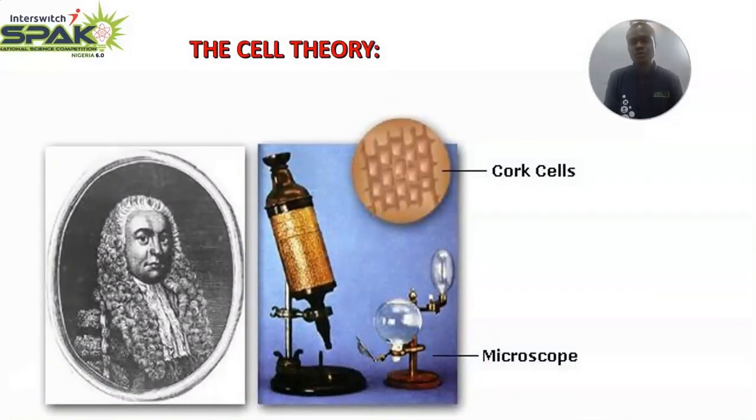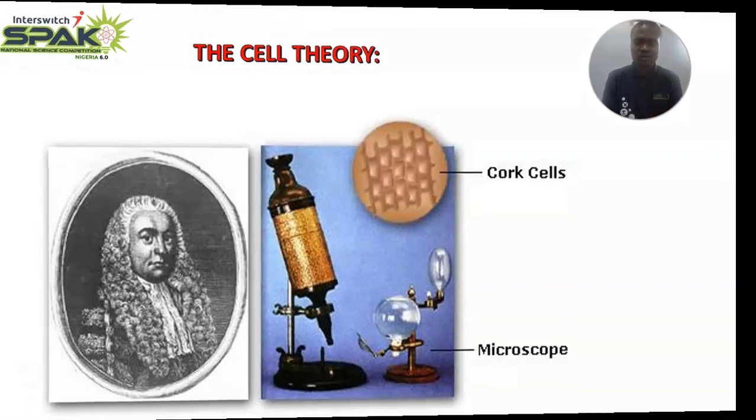Now let's briefly look at the cell theory. I have displayed the picture of a man by the name Robert Hooke, and this is the microscope that he used in his work. Since he was the first person to coin the term cell, I'm not just going to jump and begin to talk about cell theory without mention of his name.